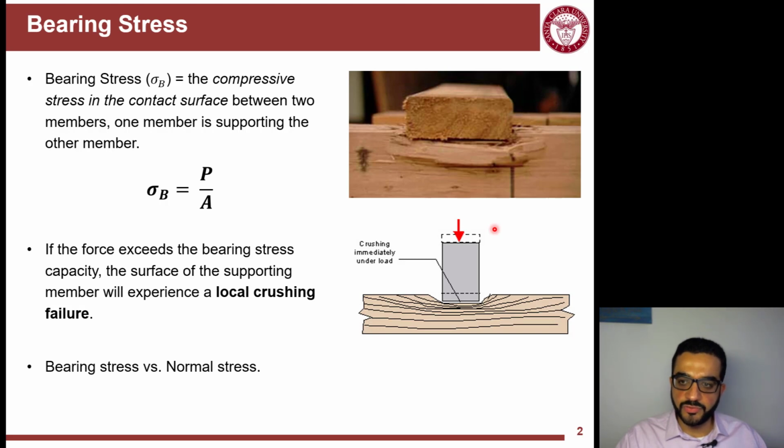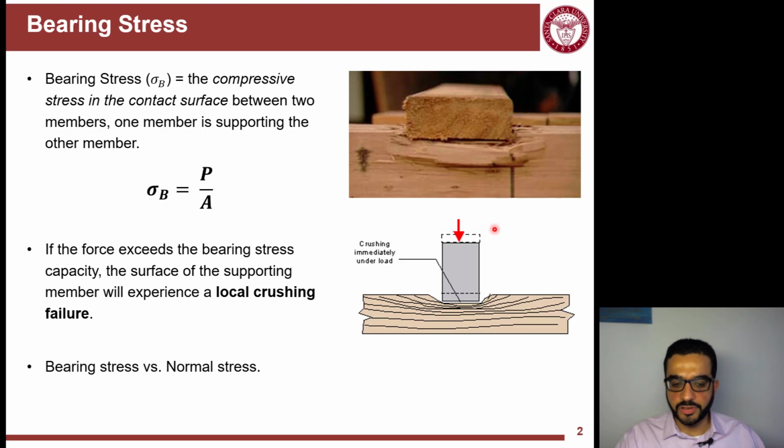Bearing failure is not that significant compared to normal stress failure. Normal stress failure will cause a complete failure in the member, like breaking it, compressing it, or buckling. But bearing will cause local crushing failure. Over time that will cause deterioration of the members and misalignments, but it will not cause the failure of the whole structure. It's more local, and it will look like you're crushing one member by the load applied from another member. So that's one difference between bearing and normal stress: local versus global failure of a structure.